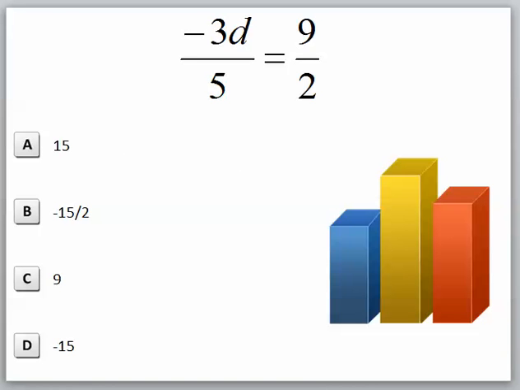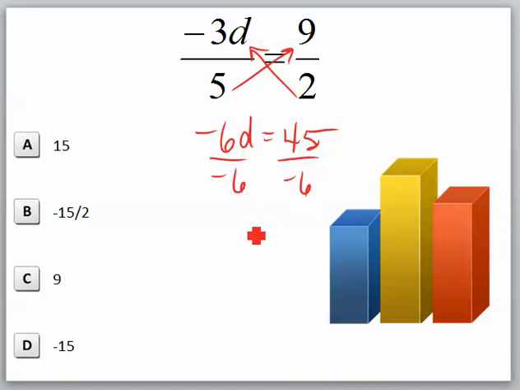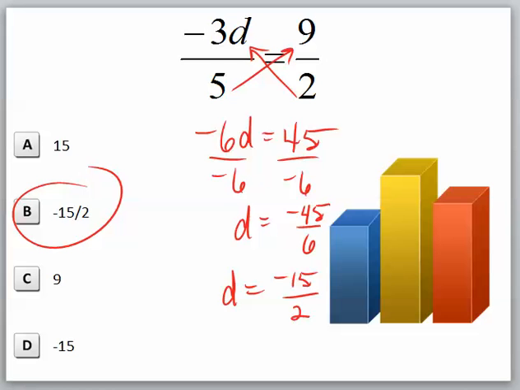Last problem before we get into writing some equations. Cross multiply. Negative 6d equals 45. Divide by negative 6, and we get negative 45 over 6. At first glance, the answer doesn't appear to be there, but 3 goes into both of those, so we get negative 15 over 2, so the answer is B.